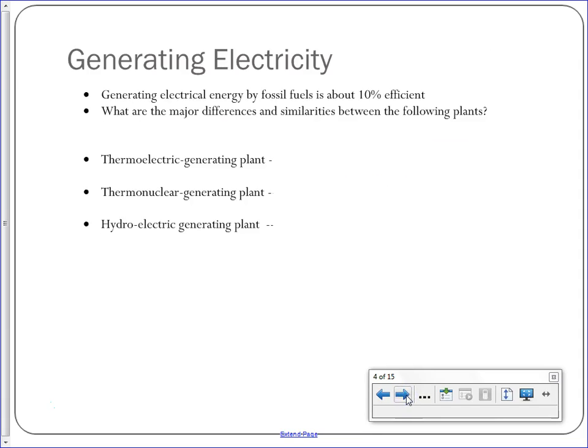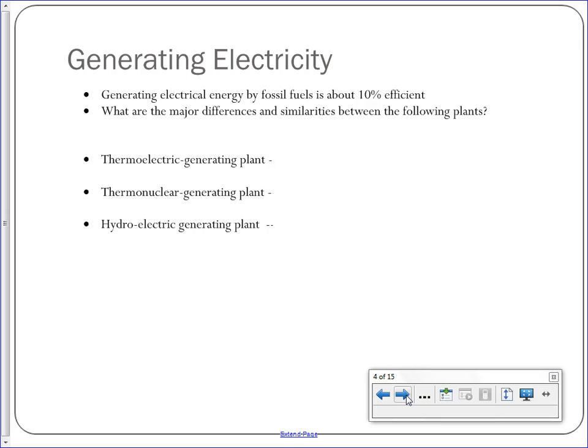When we generate electrical energy from fossil fuels, it is about 10% efficient. So when we think of burning fossil fuels to produce our electrical energy, we think of it as about 10% efficient. What are the major differences and similarities between the following plants? Thermoelectric generating plant, thermonuclear generating plant, and hydroelectric generating plant.